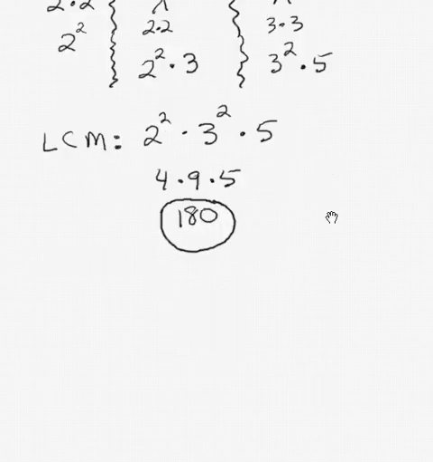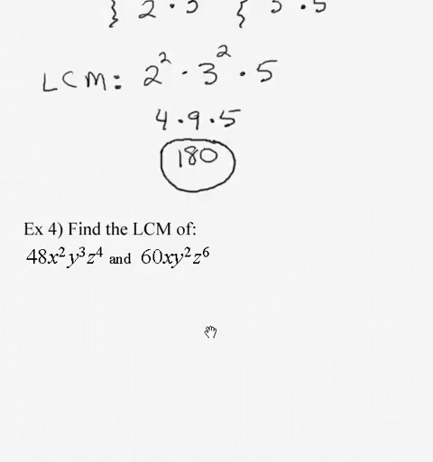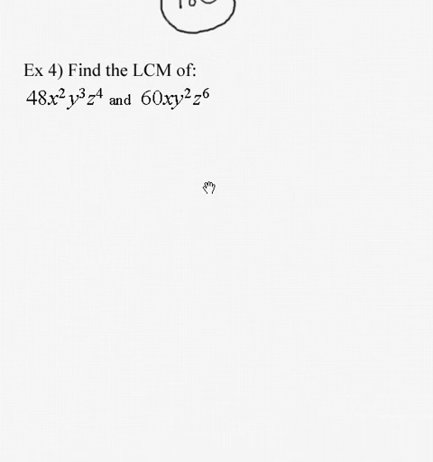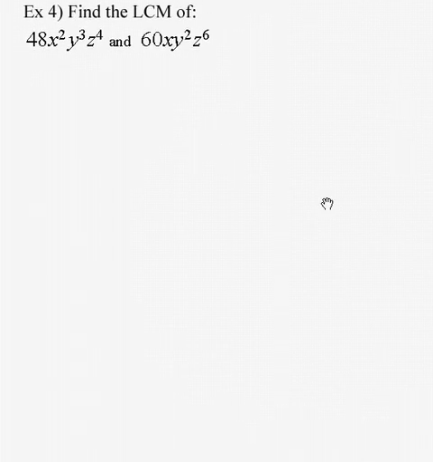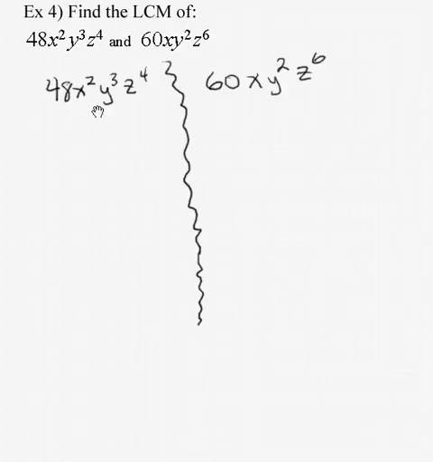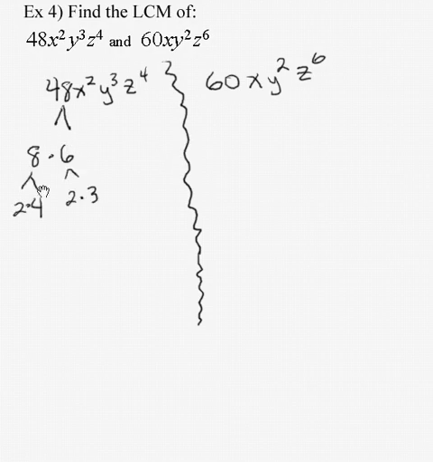All right, and then for our next and last example, we're going to find the least common multiple of monomials. So let's start out with step 1, which is the prime factorization. For 48, we could start that as 8 times 6. 8 we can think of as 2 times 4. 6 we can think of as 2 times 3. 4 is 2 times 2.